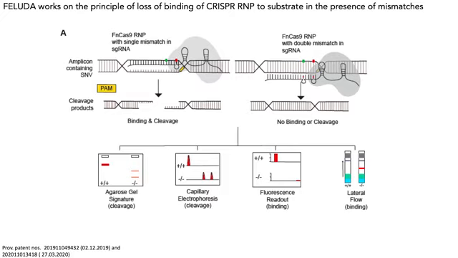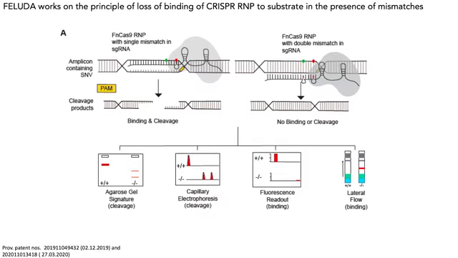FELUDA works on the principle that the FN-Cas9 protein, like I said previously, has a very high specificity to its targets, both in terms of how it binds and also in terms of how it cleaves the substrate after binding. Once this Cas9 protein interacts with its target, if it encounters more than one mismatch, then the Cas9 evicts from the target. The net result is that there is no binding or cleavage. However, if there is a complete match, or at least one mismatch in the bubble that you see on the top left, then the outcome is that there is binding and cleavage.